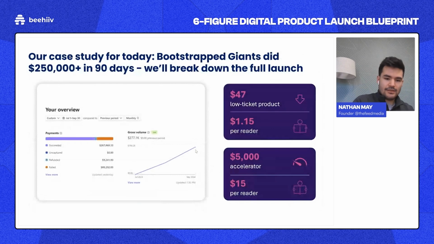In July and August, really not that long ago at all, we did a launch for my buddy Jesse Pujji and Andrew Warner for a beehiiv newsletter called Bootstrap Giants that did over $250,000 within 90 days. And we're going to break open the full launch for you guys right now.